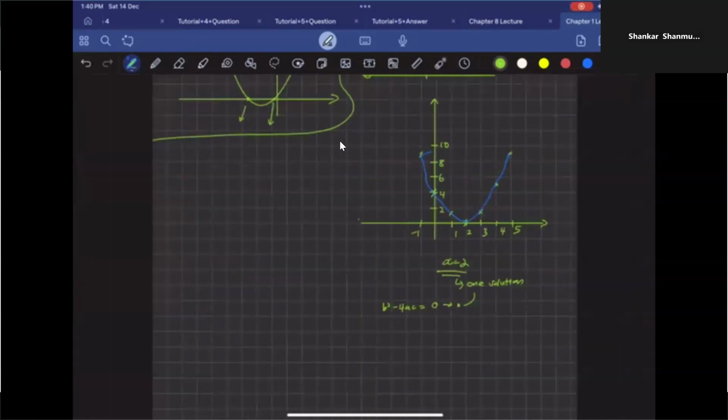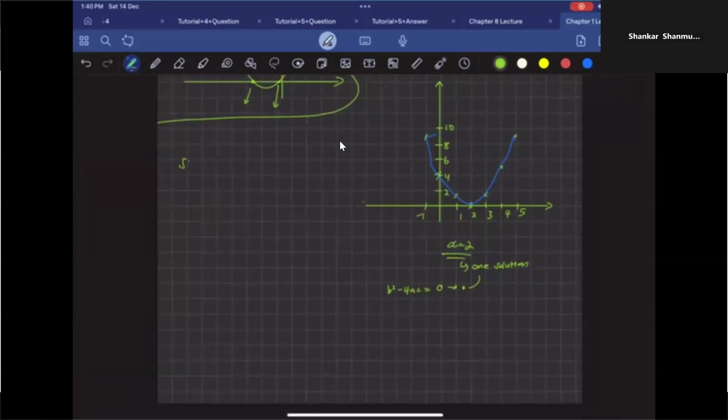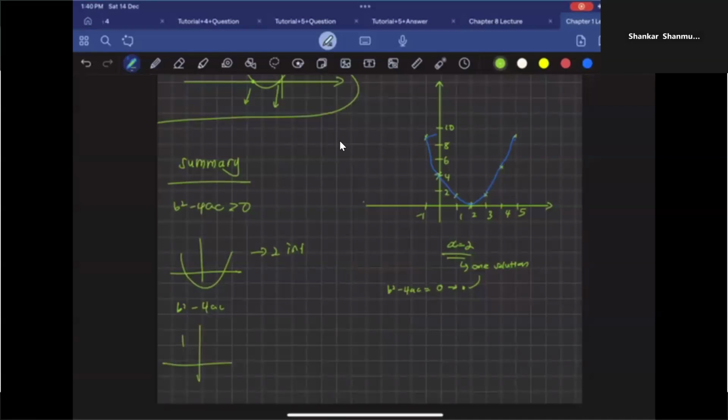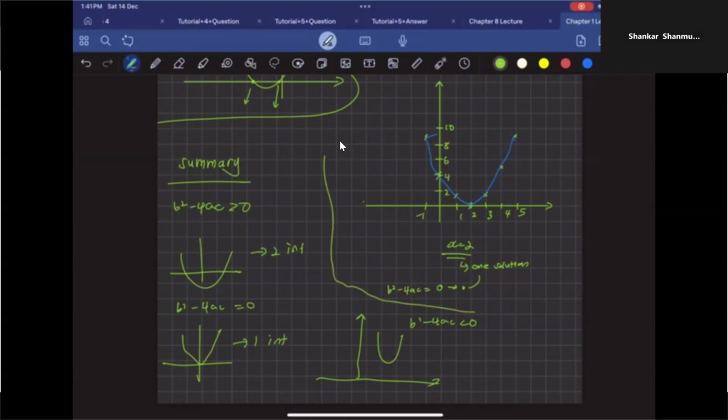So just a quick summary. If b squared minus 4ac is greater than 0, your graph would look something like that. So there will be two intercepts. If it's equal to 0, then there will only be one intercept. Okay? And if it's less than 0, there won't be any intercepts. Okay? So these are the three different cases that you can come across.